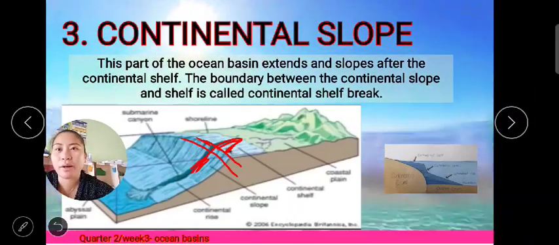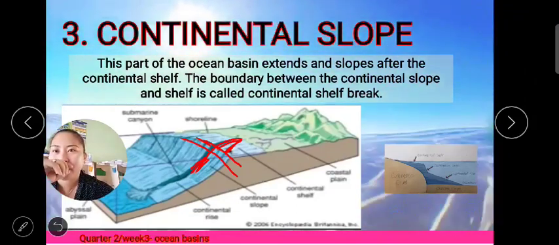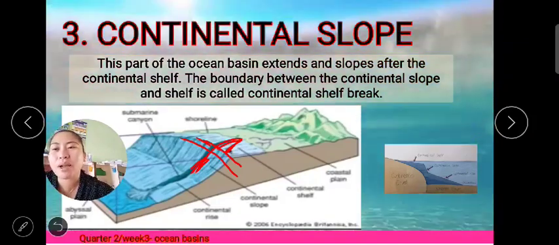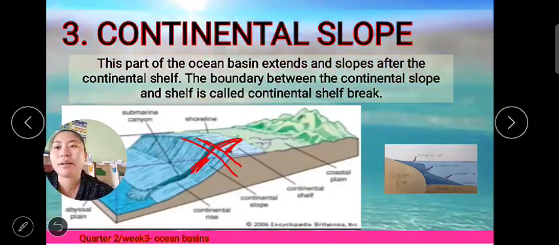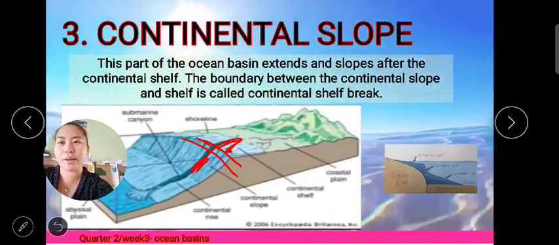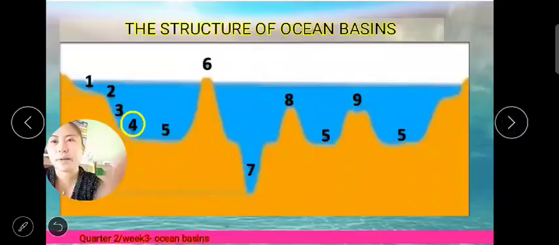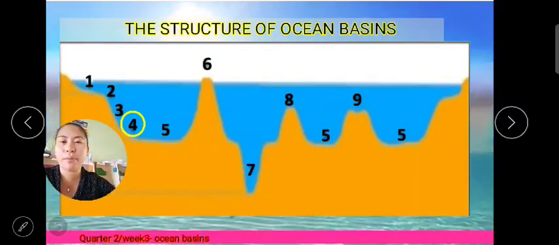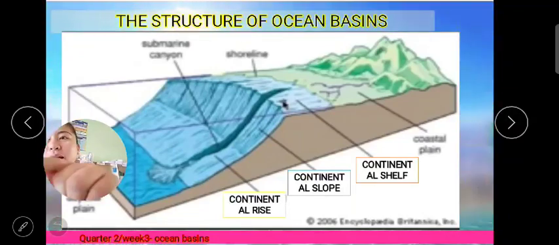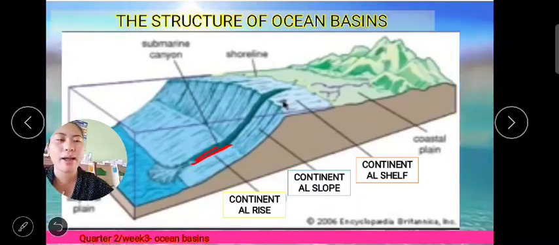Okay? The boundary between the continental slope and continental shelf. It is the boundary between oceanic crust and the continental crust. Okay? So, yan si continental slope natin. Major transition zone. Next is number 4. Yung number 4 naman natin, we have here the continental rise. So, this portion naman si continental rise.